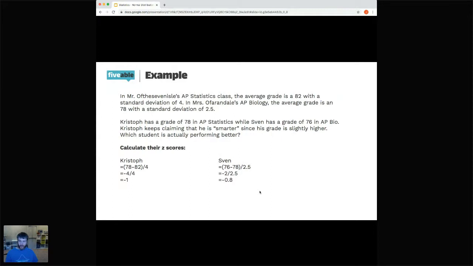All right, so which student is actually performing better in their respective class, Christoph or Sven? Sven, right? Because he is less below the mean. Christoph is a whole standard deviation below the mean for his class. Sven is not a whole standard deviation. So since Sven has a higher z-score, he is actually performing better as a student comparison.